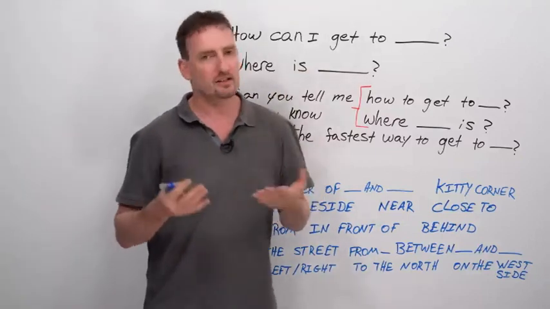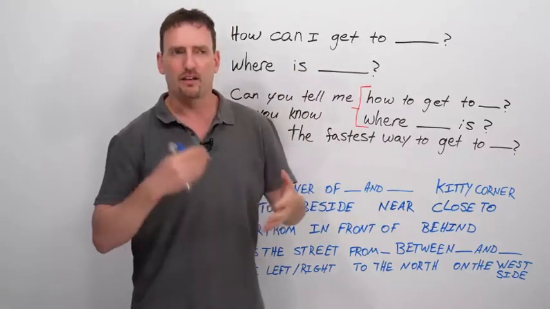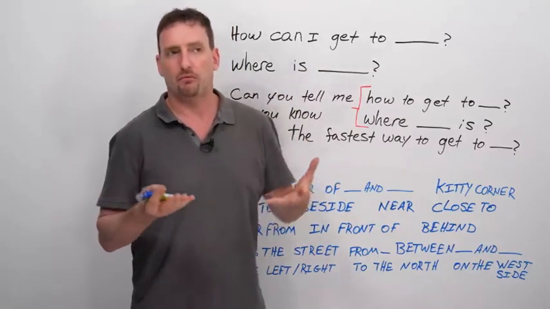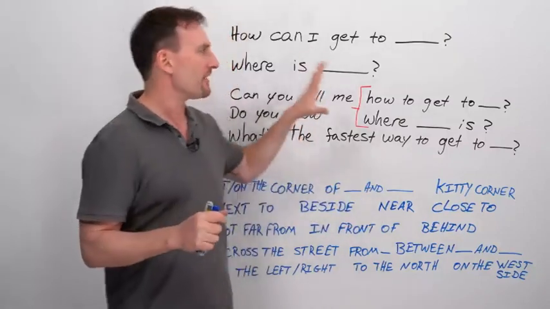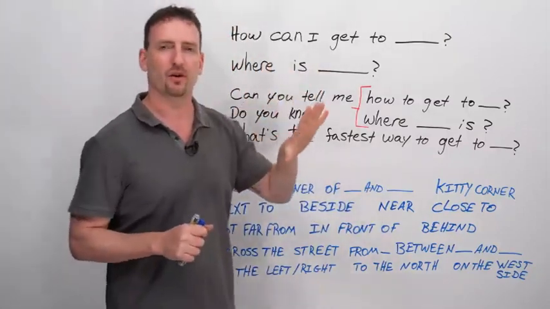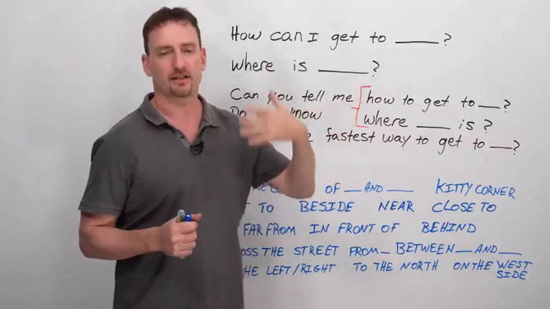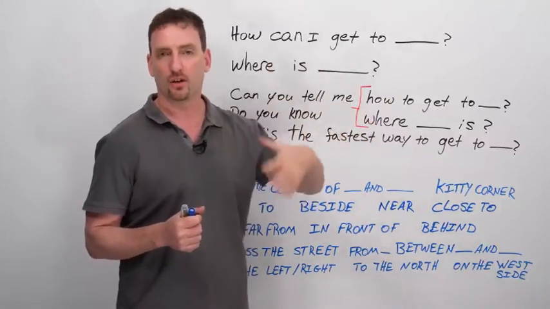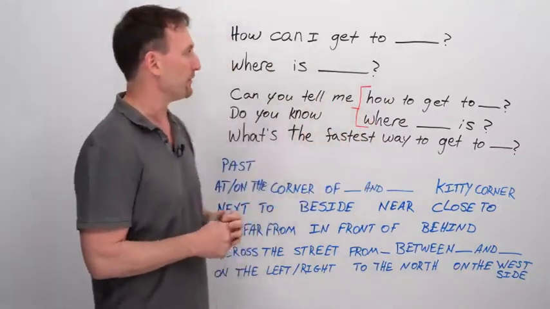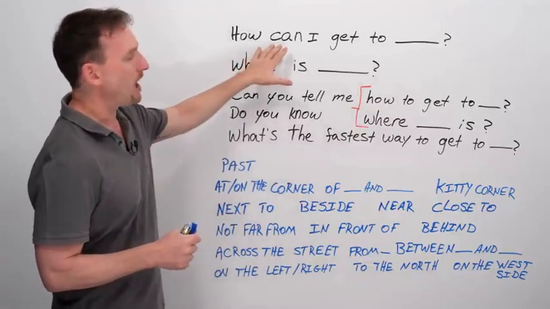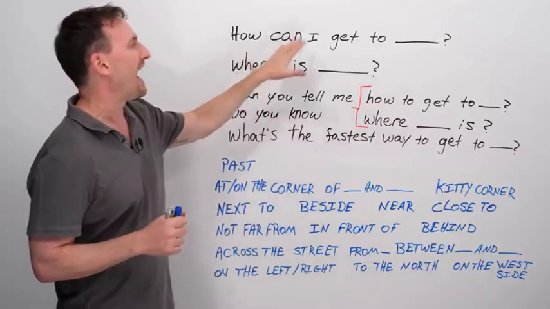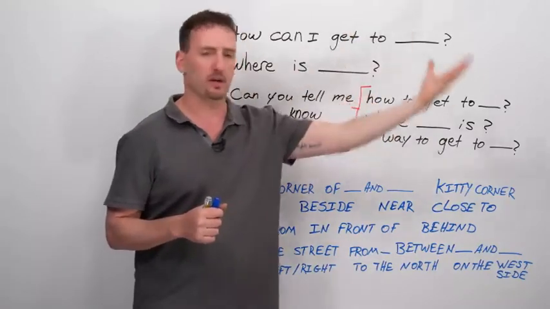Now, again, in English, just as in any other language, there are many ways to ask for anything, really, right? But these are the main questions that you need to know in order to get directions and in order to understand someone who needs directions from you. So the most common question is, how can I get to whatever place it is?